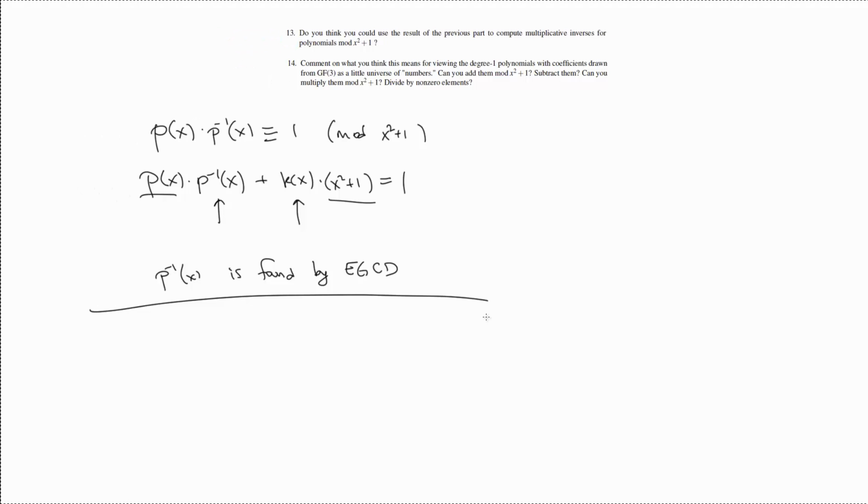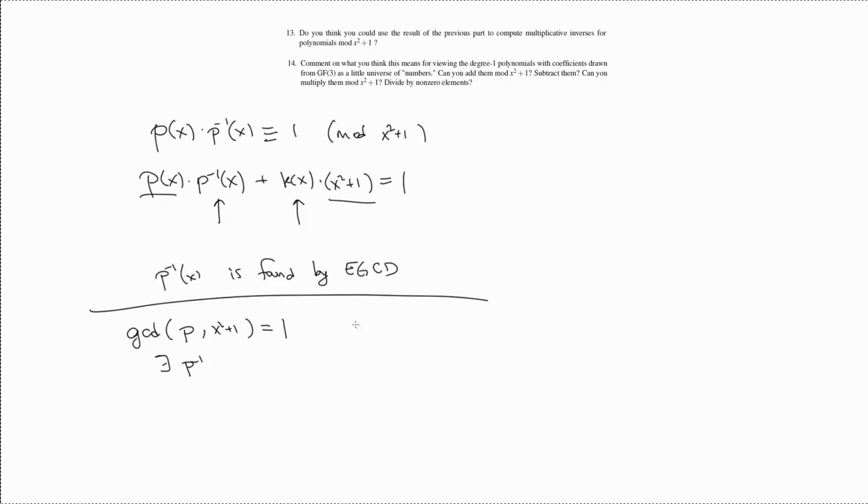Now, we noted in part 10 that no degree 1 polynomial is a factor of x squared plus 1. Thus, any degree 1 polynomial is coprime to x squared plus 1. In that sense, the GCD of some degree 1 polynomial p and x squared plus 1 is equal to 1. Thus, there always exists a multiplicative inverse of p. So there exists a p inverse.